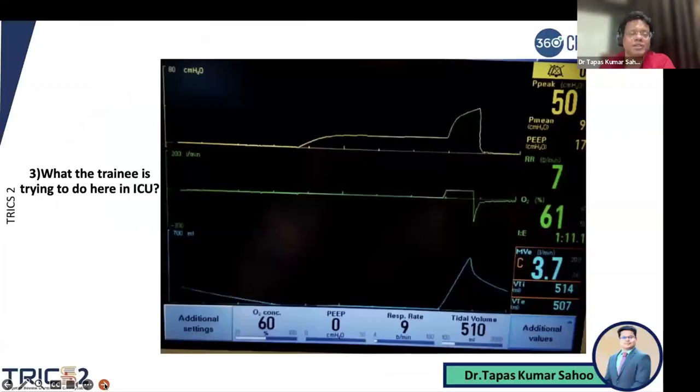Now question number 3: you are in the ICU as attending and your trainee has done something, and you immediately pass by that ventilator and you are looking at the ventilator screen, and you have to say in the examination what the trainee is actually trying to do here in ICU. Any smart answer? If I can just take 1 minute of your time.